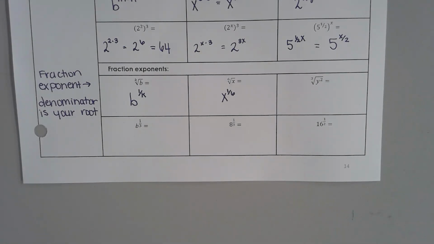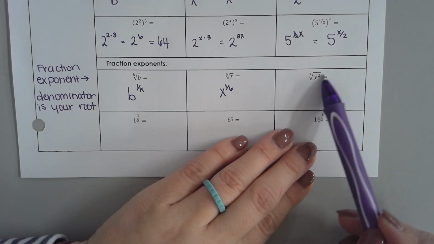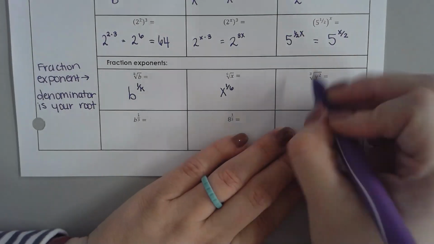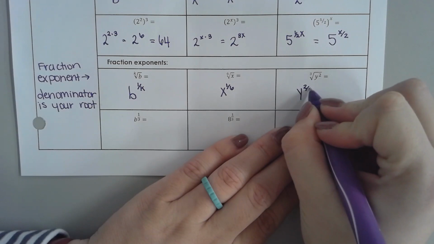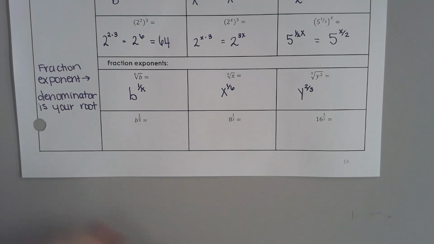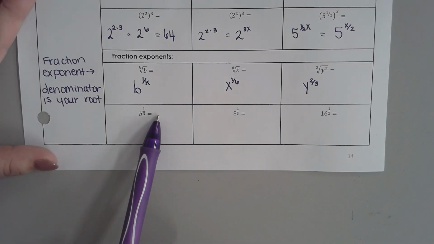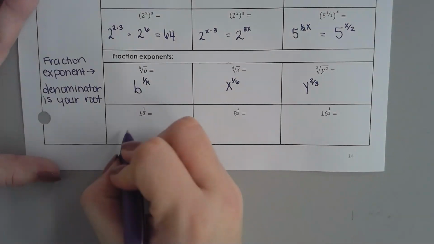I'll show you an example in a minute. This one is y squared underneath, but it's a cubed root. So this is y to the 2/3. So b to the 1/3 is the cubed or the third root of b.